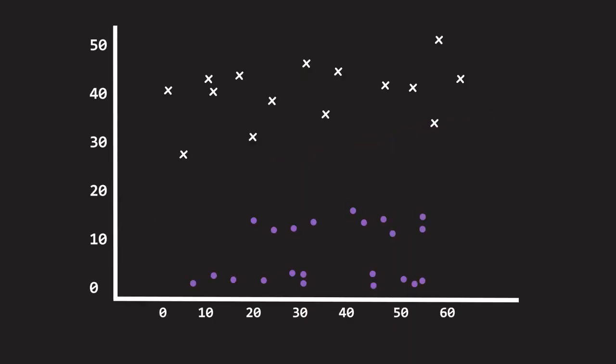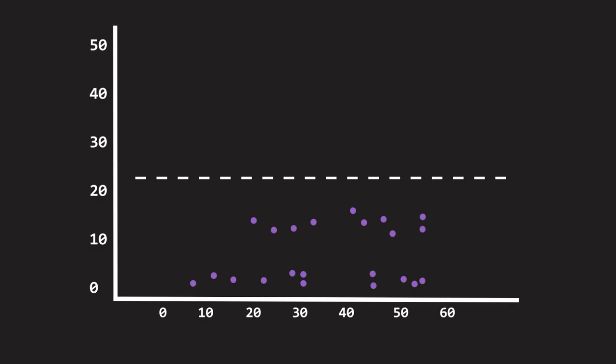In most cases, classification is done by drawing decision boundaries between data points. For example, in this graph, we can draw a decision boundary like this to separate the X's and the O's. If a point is above this line, we classify it as an X, and if it's below it, then we classify it as an O. Let's look at a real-world problem that can be solved using classification.